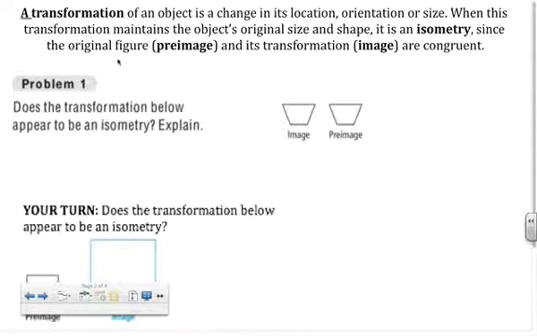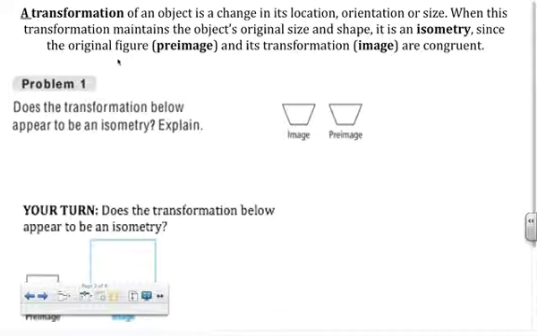I just moved it. How about if I flip it? Is that an isometry? Yes. All I've done is, once again, kind of move it. It's still congruent. Same thing if I'm turning it, a rotation. That is an isometry. I would hope that you'd realize, just by virtue of my saying it, if I'm shrinking something or expanding something, that is not an isometry.